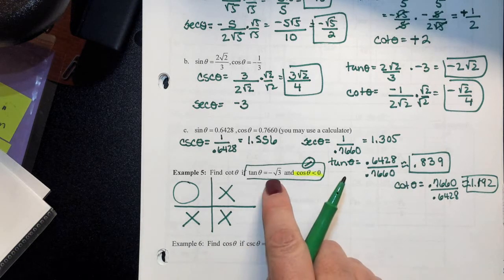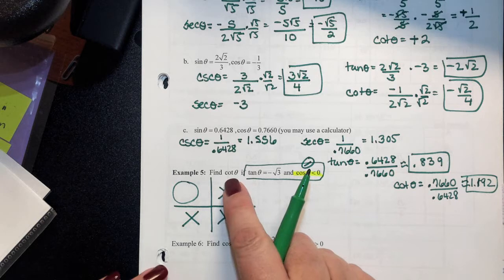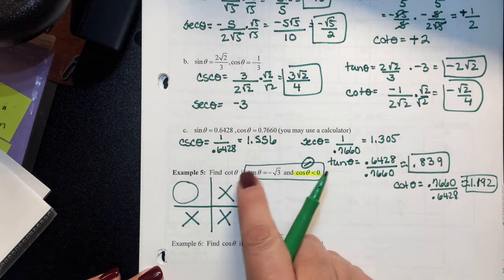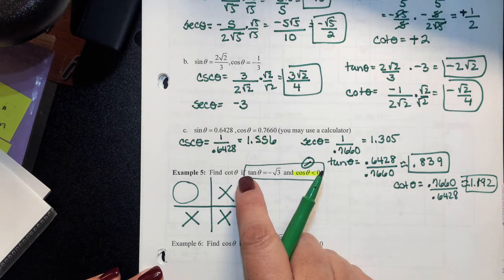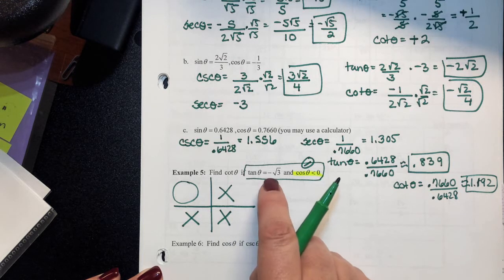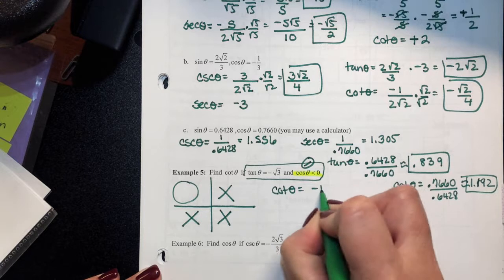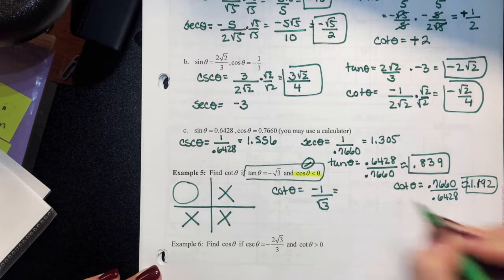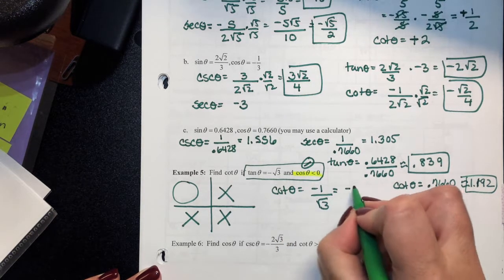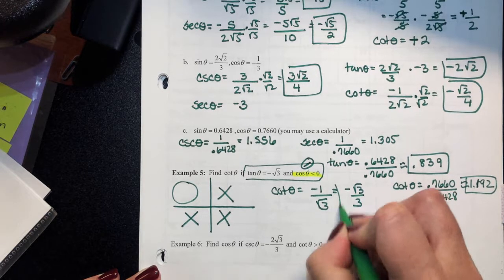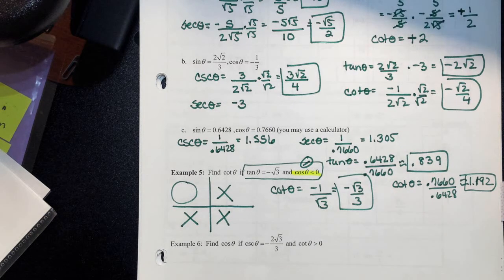So if tangent is negative square root of 3, what's the cotangent going to be? Well, what's the relationship? What can I do with negative square root 3? Take the what of negative square root 3? Take the reciprocal. So cotangent of theta is going to be negative 1 over square root 3, which is going to give me negative square root 3 over 3. But had this been another trig function, you would have had to make sure you knew your location.